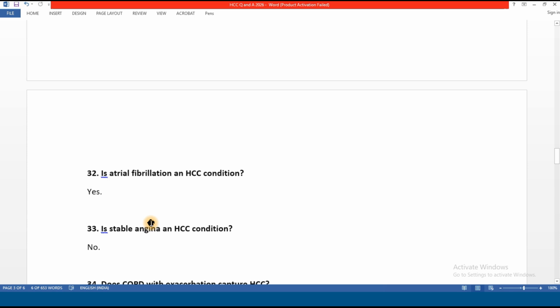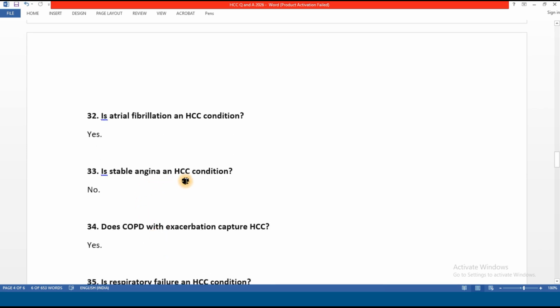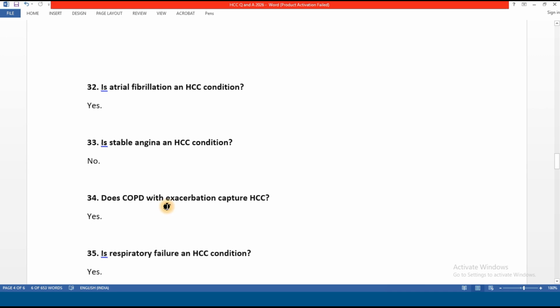Next, is atrial fibrillation an HCC condition? Yes. Why? Because it is a chronic condition. We need to consider it as an HCC condition. Is stable angina an HCC condition? No. Stable angina does not come under the HCC category. Does COPD with exacerbation capture HCC? Of course, yes. COPD without exacerbation is also HCC, and with exacerbation is also HCC. Basically, what we need to understand is that COPD unspecified is also an HCC condition.